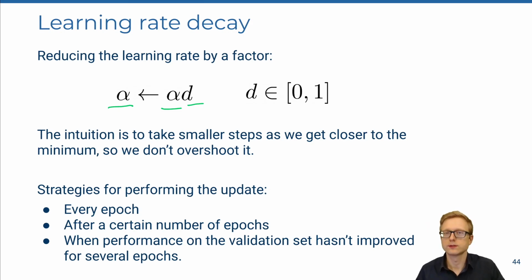And there are different strategies for updating the learning rate. We can do this at every epoch. We can do this after we have been training for a few epochs already. Or we can start doing this if the performance on the validation set hasn't improved for a certain number of epochs, for example. So this is something that you can implement yourself fairly easily, and you can try out its effect, for example, in the coursework as well.